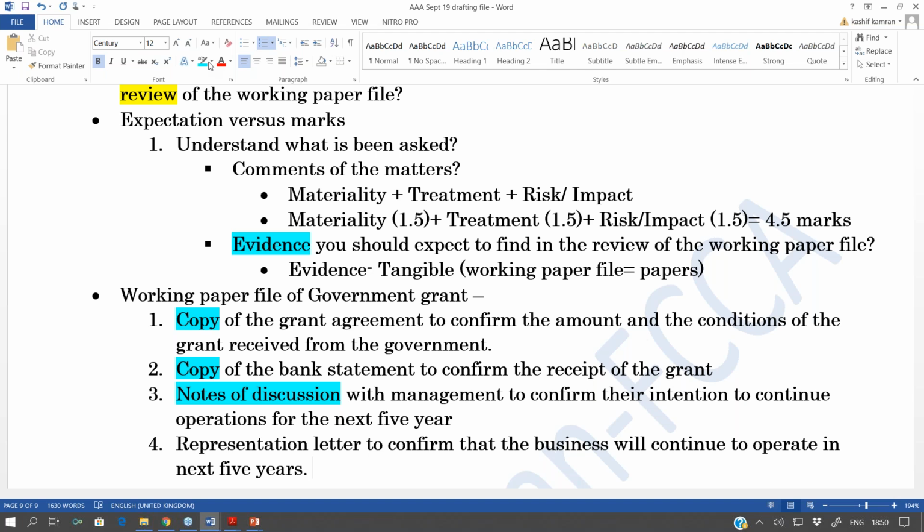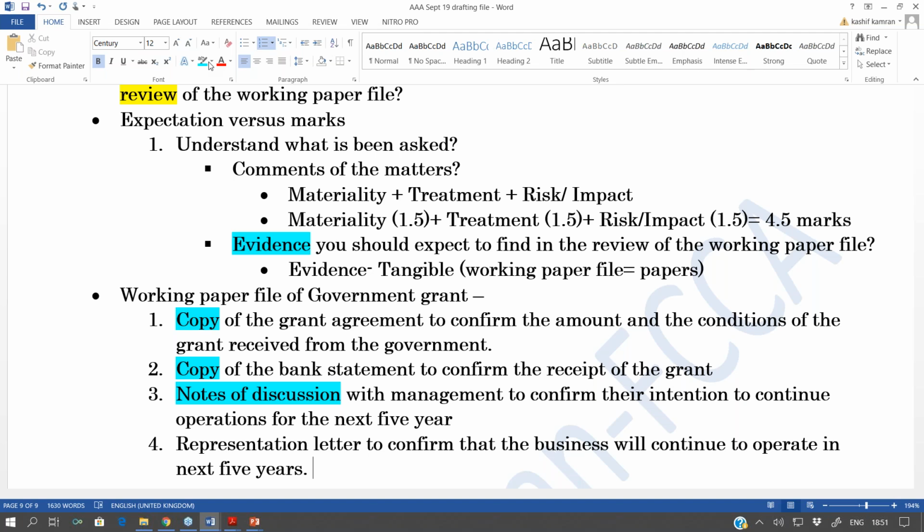Discussions is the auditor discussion, right? We cannot have copy of the discussion because it is the auditor's discussion, right? So we'll say notes of discussion. Only if something belongs to the management, like a document which belongs to the management, right? Then only we write the word copy.